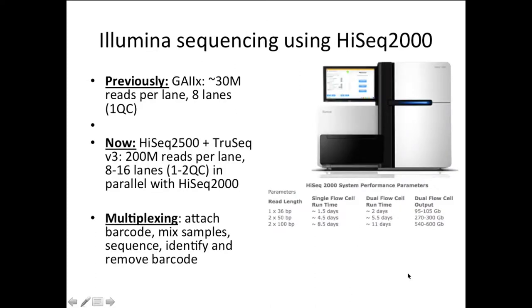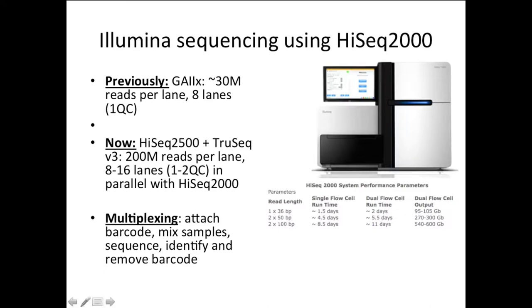So this is just to give you a sense of the throughput of the sequencing cells. People now are using the HiSeq 2000 or HiSeq 2500. The first incarnation, or one of the first incarnations of the technology, will give you about 30 million reads per lane. Each lane is part of a flow cell that can hold eight lanes. The lane is the unit of sequencing, and the flow cell is the higher unit, that's what you put into the machine.